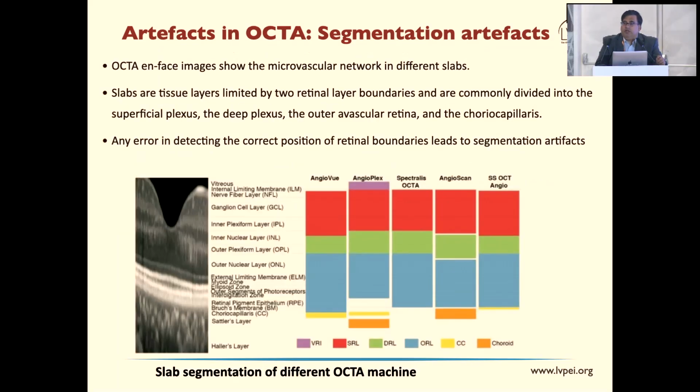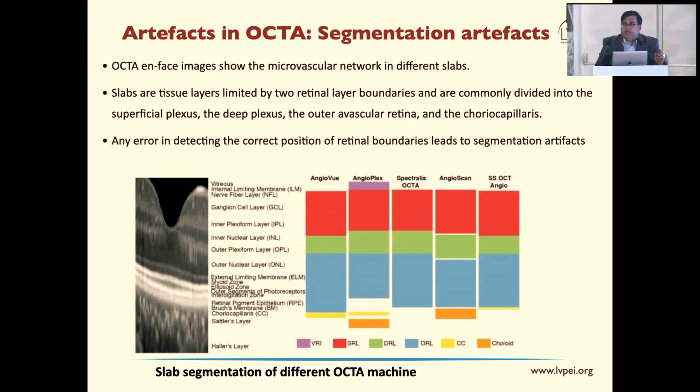Now, each of the OCT machines has a different way of segmenting different layers of the retina. Angioplex will be separating in a different way from Spectralis OCTA, from SS-OCT of Topcon. Their definitions of what they call superficial plexus and deep plexus are totally different. So remember, when you're dealing with different machines for the same patient, it's not wise to try and interpret one OCTA from another based on different machines. It may introduce artifacts on its own.